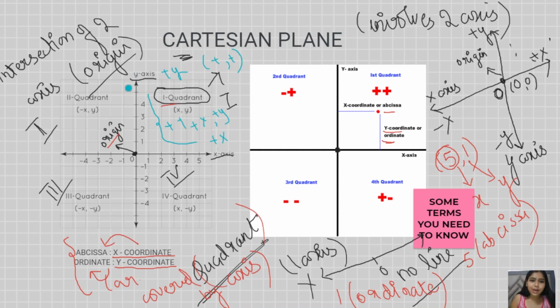In the second quadrant the y-axis is positive but the x-axis is negative. So in this case the abscissa is negative and the ordinate is positive. In the third quadrant the x-axis is negative and the y-axis is also negative. That is why both the abscissa and the ordinate are negative. In the fourth quadrant the y-axis is negative and the x-axis is positive, so the abscissa is positive and the ordinate is negative.